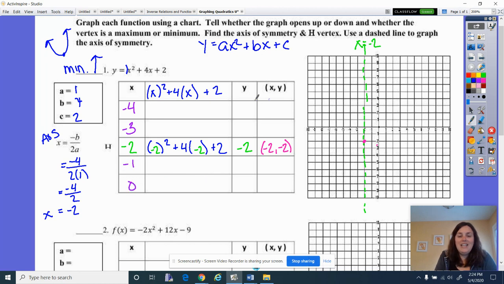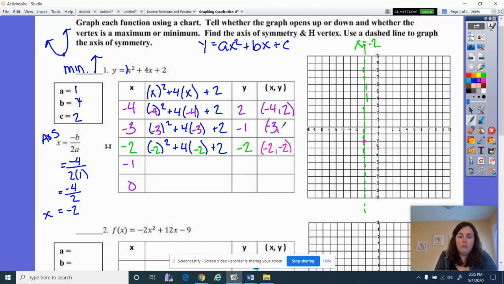And I'm going to do the same thing that I did before, where I plug these values in for x. So I get negative 4 squared plus 4 times negative 4 plus 2 gives me 2. So I have negative 4, 2. I'm going to do the same thing here, where I plug in my negative 3 to see what my whole point is going to be. So negative 3 squared plus 4 times negative 3 plus 2 is negative 1.